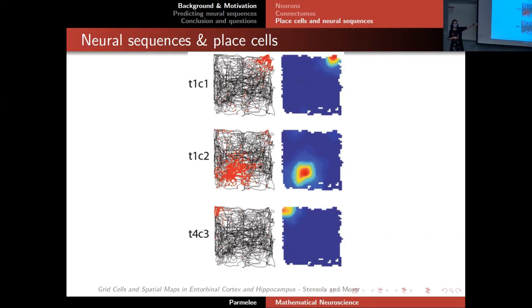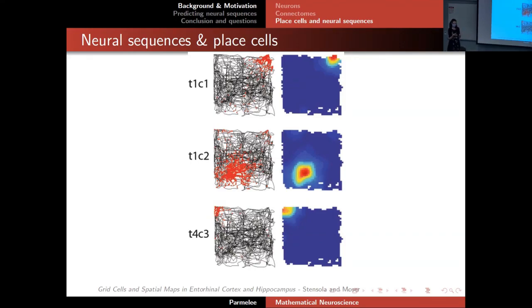These traces here are from experiments with rats. The black trace is where they moved in the cage. For each of these 3 neurons, the red dots are where a specific neuron fired. This top one is neuron 1, and wherever the rat was when the neuron fired, we put a little red dot there. For this one, it's sort of the upper right corner. For this one, bottom left, and this one sort of top left. And so these neurons are sort of coded for that specific location.